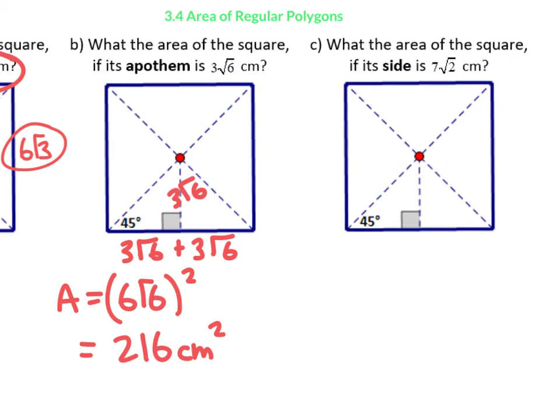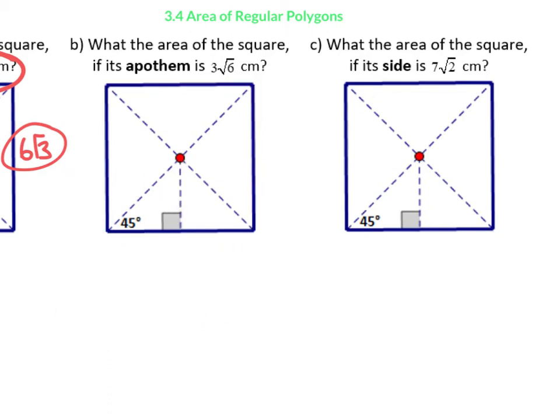Again, I'm not using the 1/2 the apothem times perimeter. I don't need to. I could. I'd get the same answer. My perimeter would be 6 root 6 times 4. That would be my perimeter. My apothem would be 3 root 6. But honestly, I'm in a square, and that's just kind of a redundant extra step or two that I don't need.